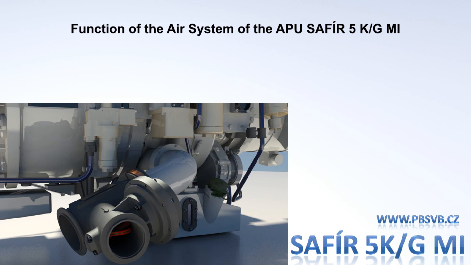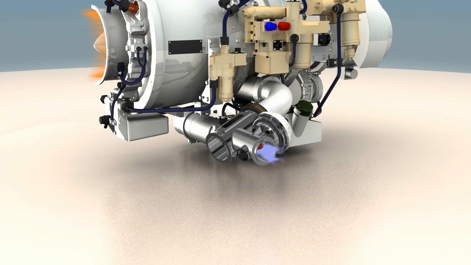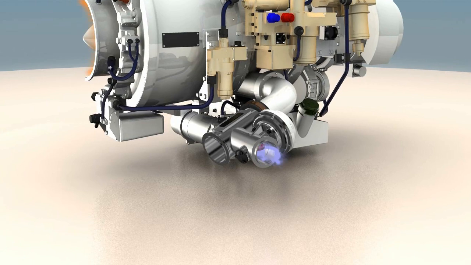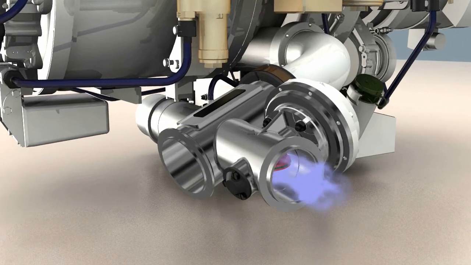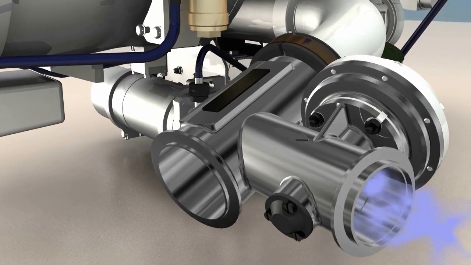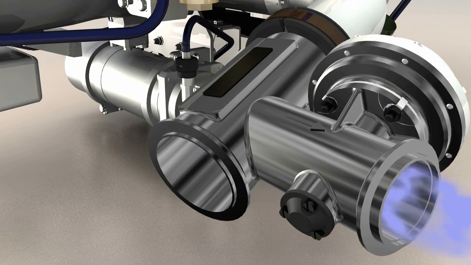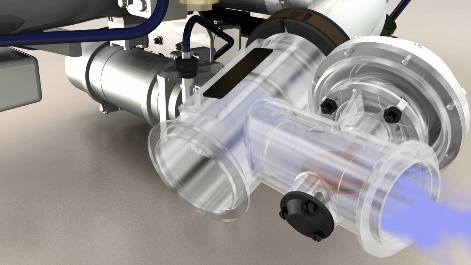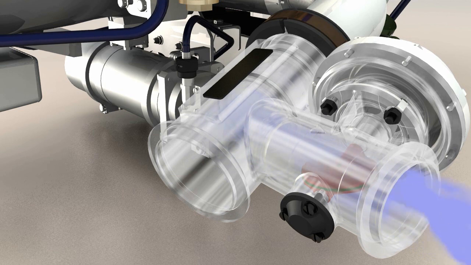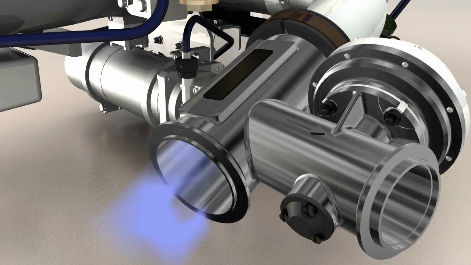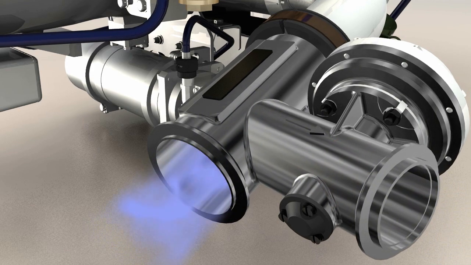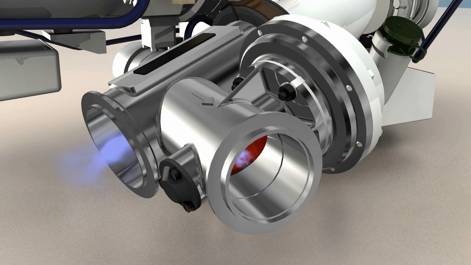Function of the air system of the APU Sapphire 5 kgMI. After starting the APU, the anti-surge valve is opened, with air flowing into the atmosphere. After opening the shut-off valve of the air starter, or after opening the inlet valve into the air condition system, airflow is increased and the anti-surge valve is closed. As a result, airflow into the atmosphere is cut off and all the compressed air from the APU is used for feeding air into the air starter of the main engine or into the air conditioning system.